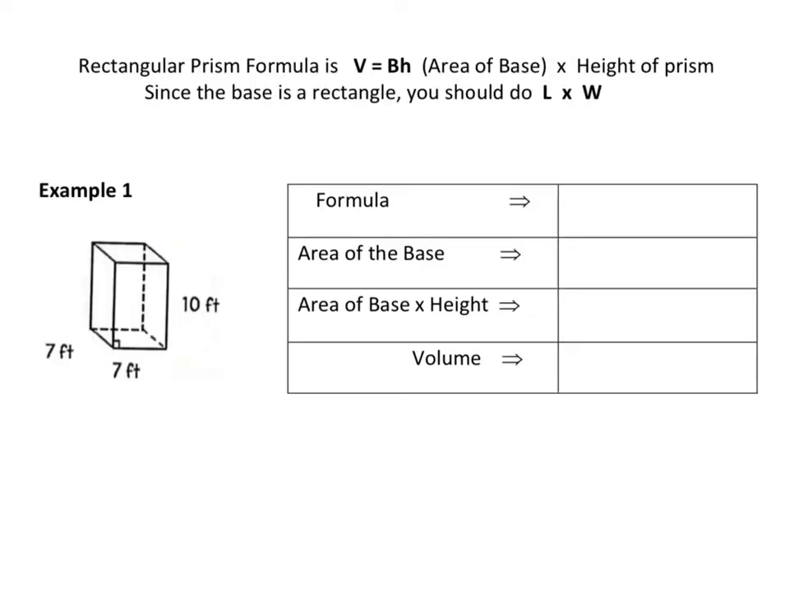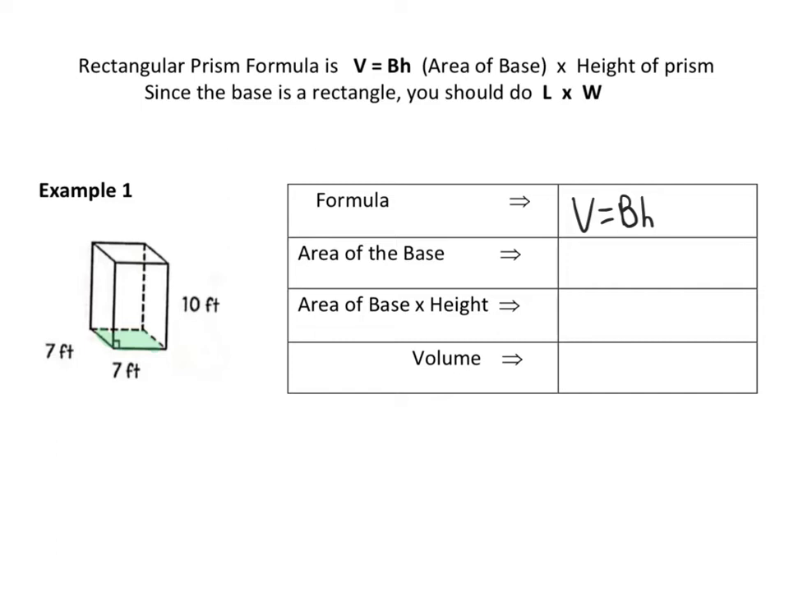So for our first example, we have a rectangular prism. So the formula is volume equals big B times H. Remember that big B is the area of the base. So I look at my shape over here, and I see that the base is this shape right here. I'm going to shade that in. That's the base.